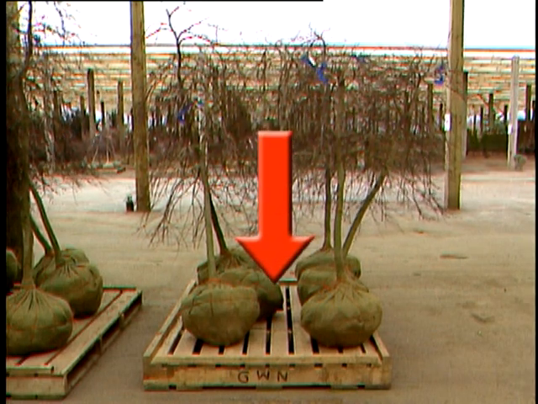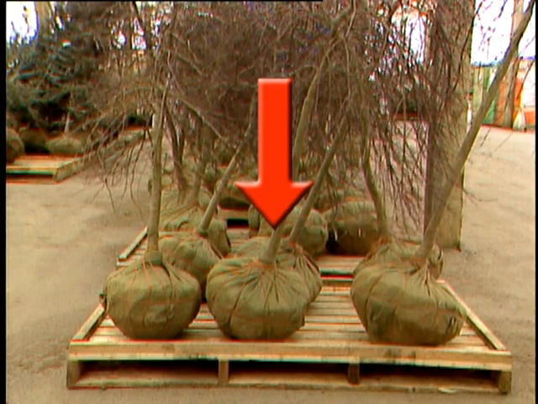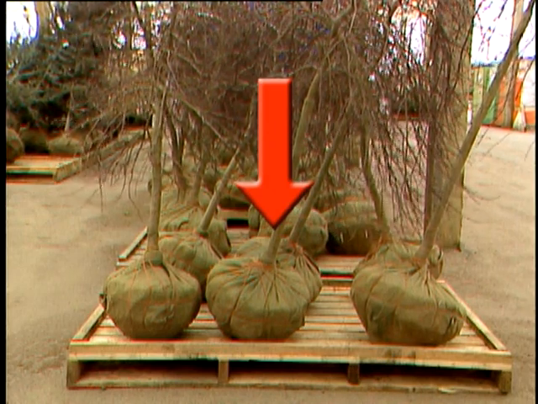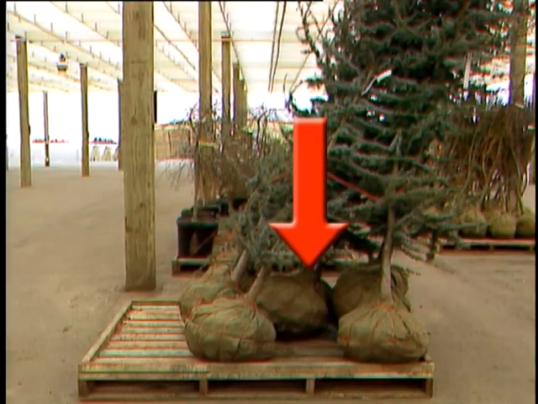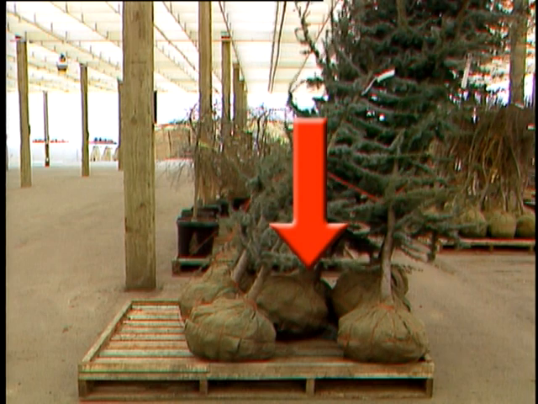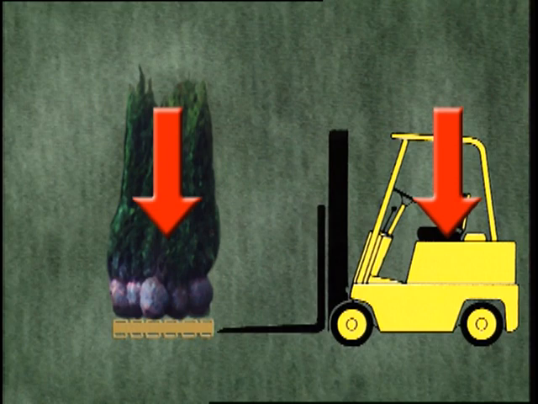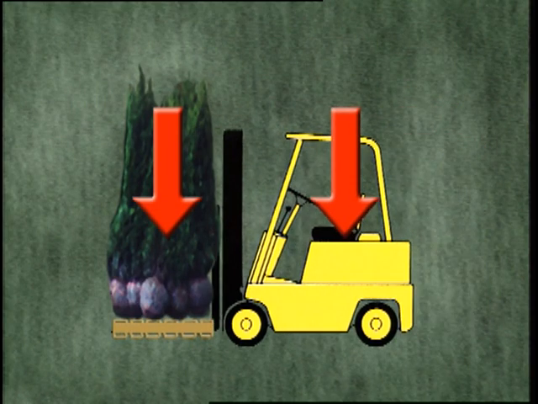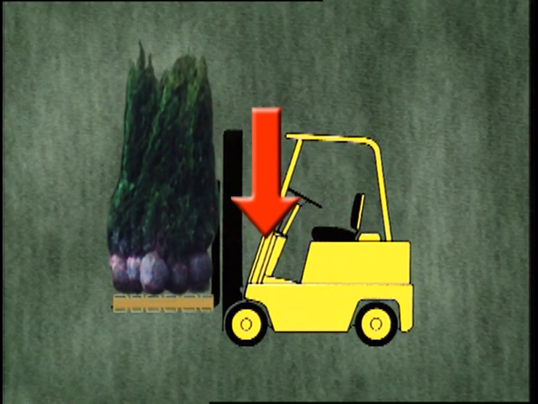In the case of this pallet of trees, the center of gravity is pretty much the center of the pallet because the load is evenly distributed over the entire surface. When judging the center of gravity of an odd-shaped load, it is generally at the center of the bulk of the weight. In this side view, notice where the center of gravity of the load and the center of gravity of the forklift are. Now watch what happens to the combined center of gravity when the load is lifted.